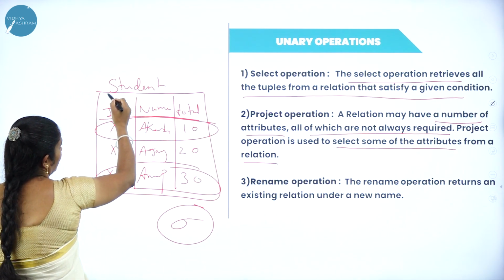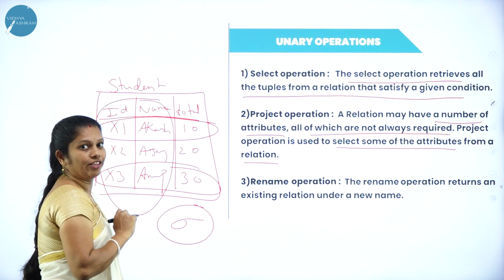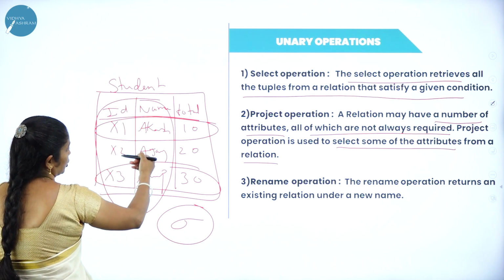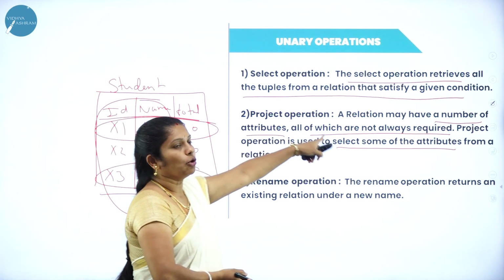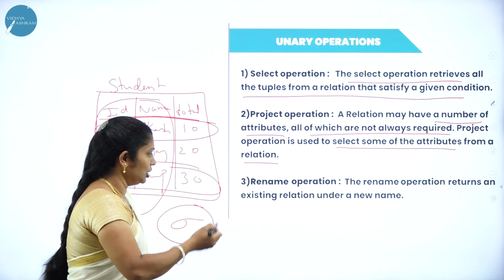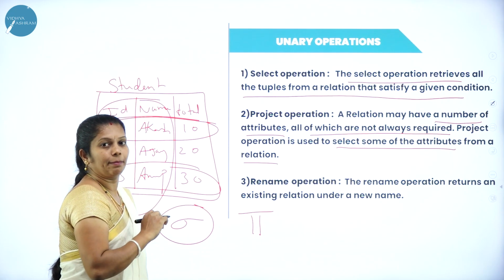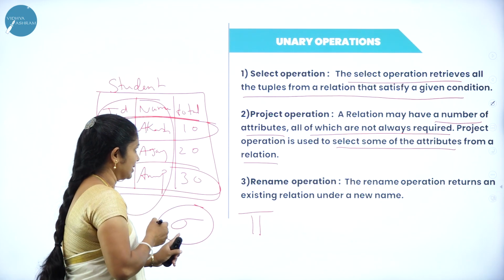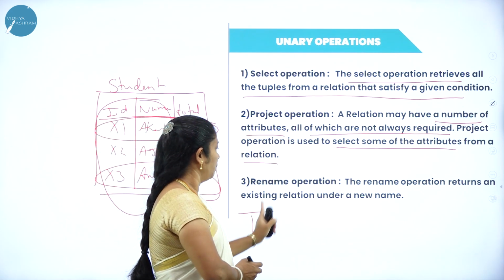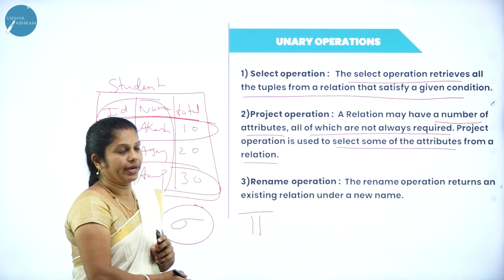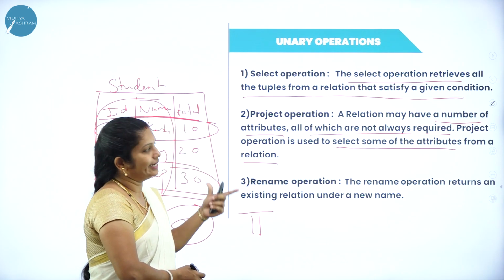Consider here I want to select only student ID as well as name. Full information, that is x1, x2, x3, Akash, Ajay, Anup. Then we are using project operation. In project operation, we are using the operator pi to represent the operation, whereas sigma is used for select operation. In project operation we are using the pi operator to access the values, especially attributes in the table.